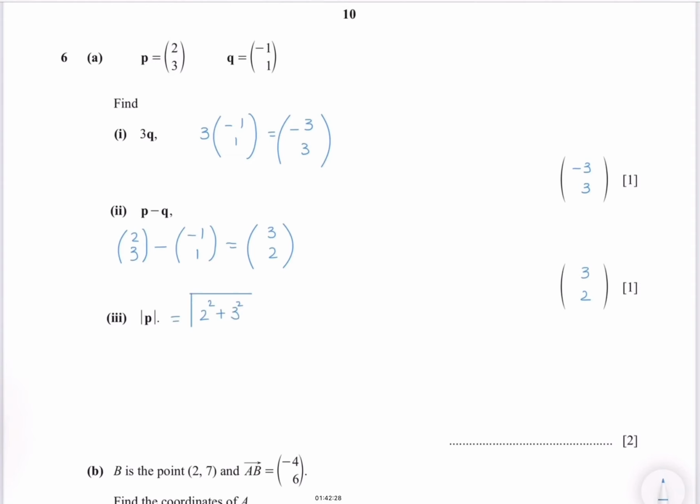Magnitude of P. So this is 2 square plus 3 square whole under root. So root 13 is 3.6.